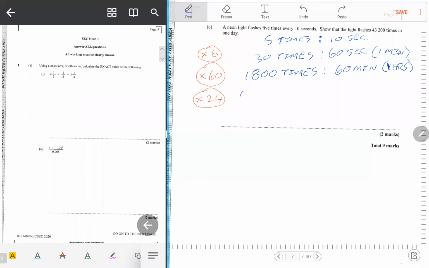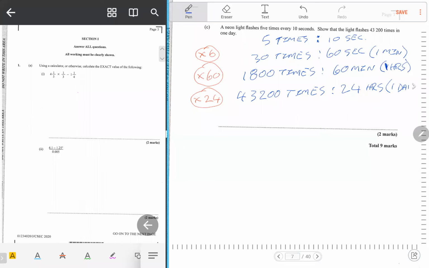So you get 43,200 times in 24 hours, which is 1 day. Which is 1 day, and that's it. The answer is shown. You can write shown. You have shown it. That is the answer, shown. And that is that.